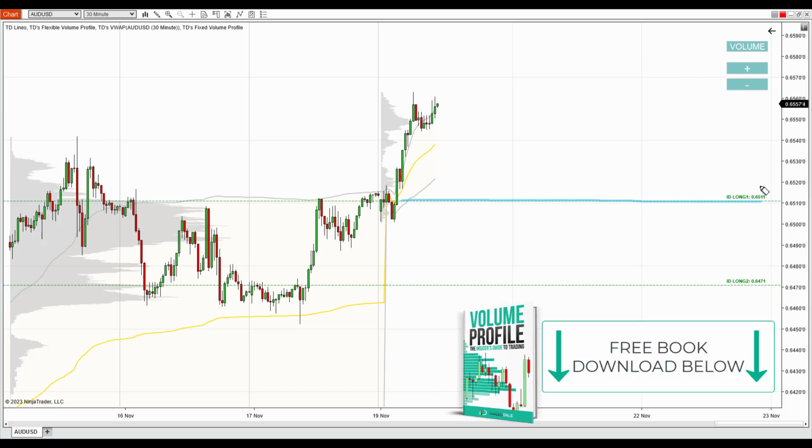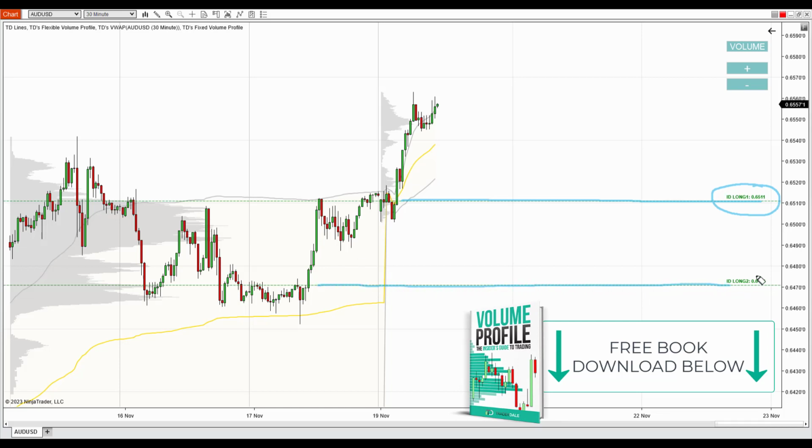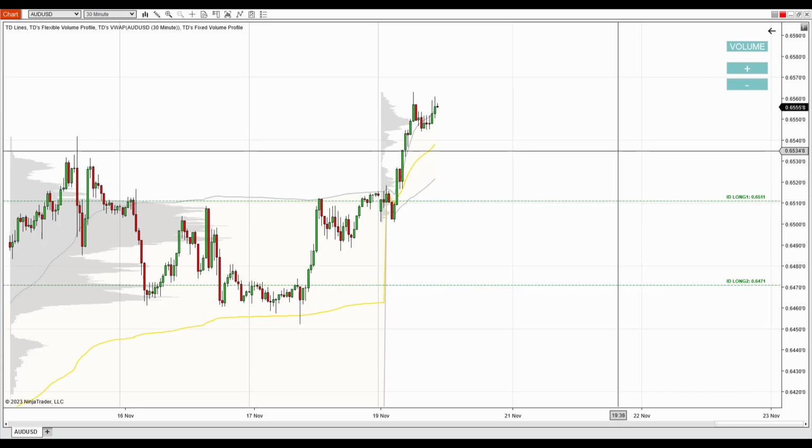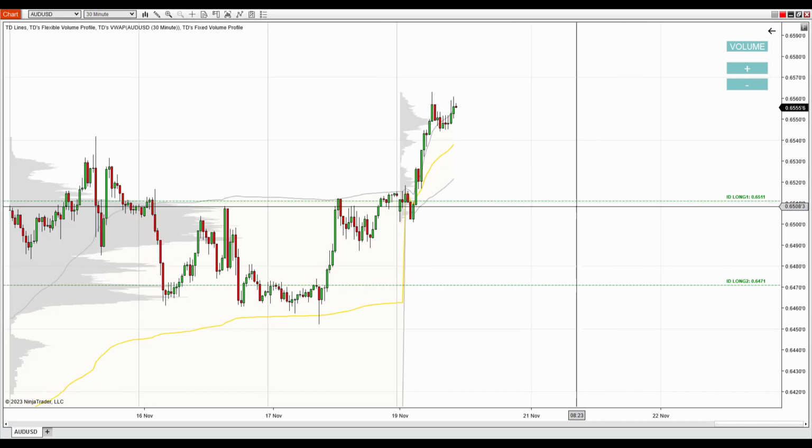There is a support, the first support at 0.6511. And in here, there's a second support at 0.6471. Both those supports are based on volume profile setups. So let me show you. Let me start with the first setup.